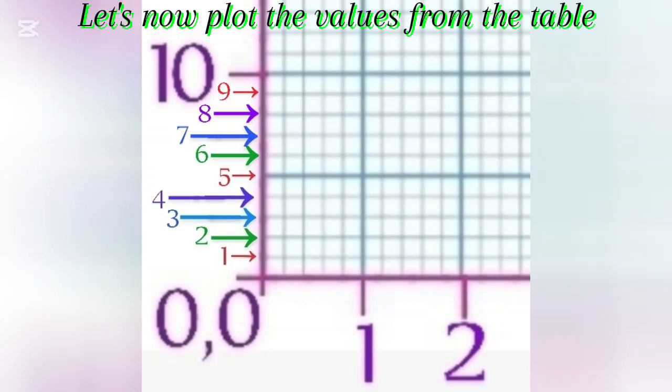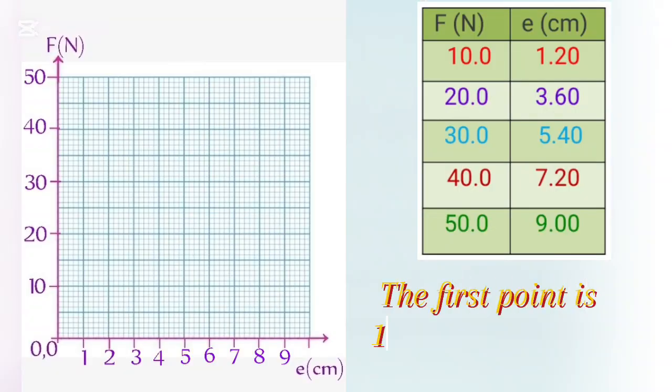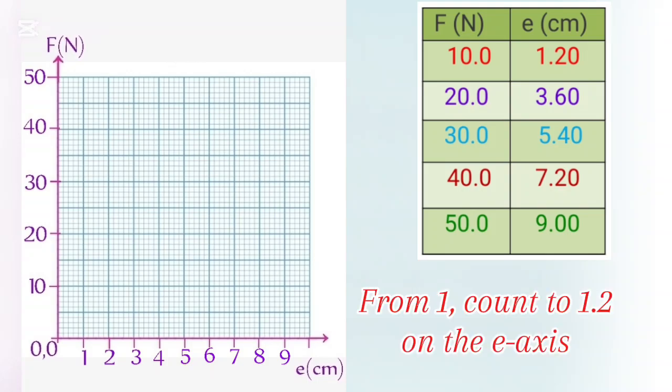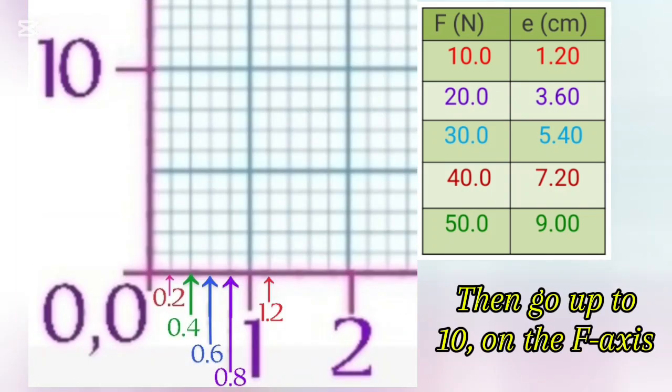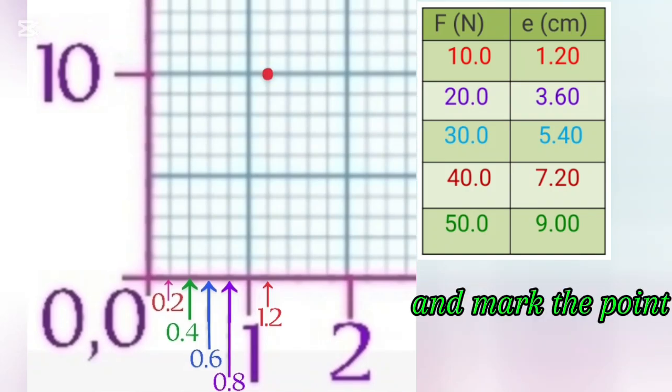Let's now plot the values from the table. The first point is 10 Newton against 1.2 centimeter. From 1, count to 1.2 on the E-axis. Then go up to 10 on the F-axis and mark the point.